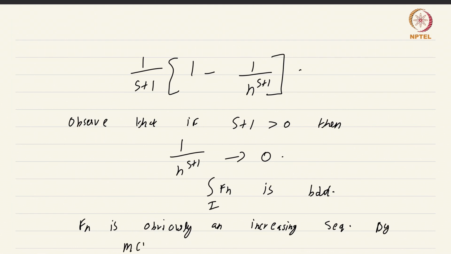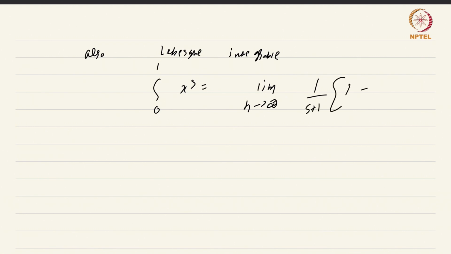Therefore, by the monotone convergence theorem, the limit function f given by x^s is also Lebesgue integrable, and its integral is the limit as n goes to infinity of 1/(s+1) into (1 minus (1/n)^(s+1)), which is just 1/(s+1). So the functions x^s are all Lebesgue integrable provided s is greater than -1, and its integral is what you would expect, 1/(s+1). Excellent. So this was one simple application of the monotone convergence theorem.